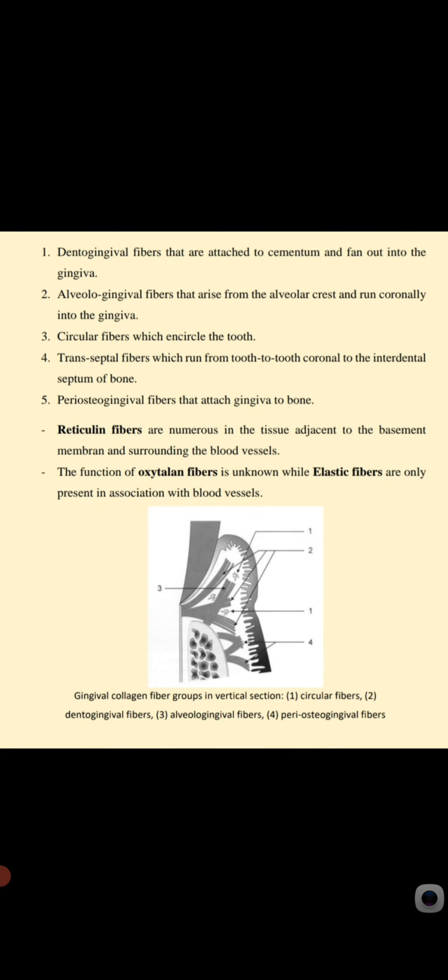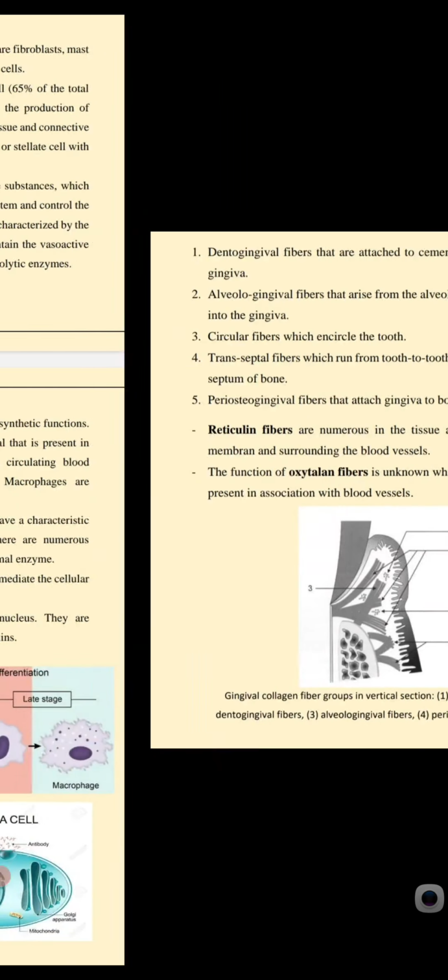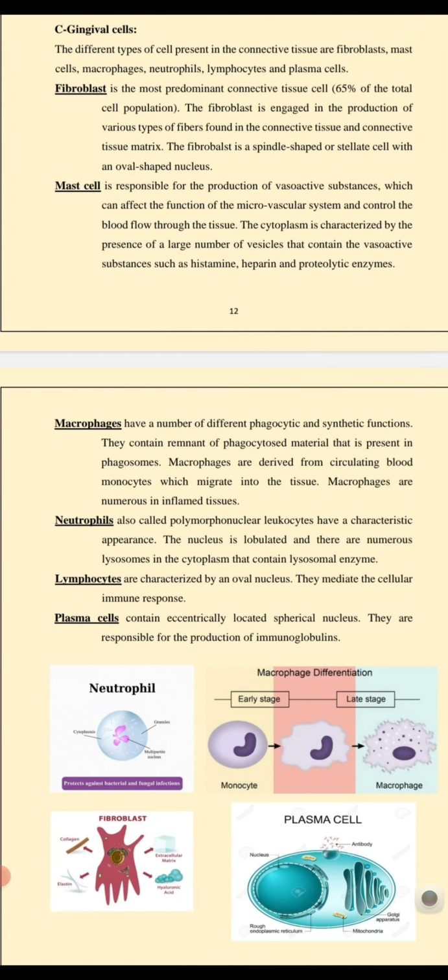This is all about gingival fibers. Now come to the gingival cells, which is the last part of this topic. The different types of cell present in the connective tissue are fibroblast, mast cell, macrophage, neutrophil, lymphocyte, and plasma cell.